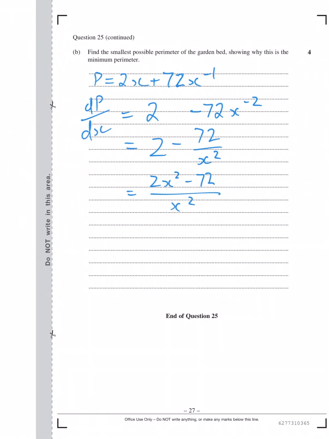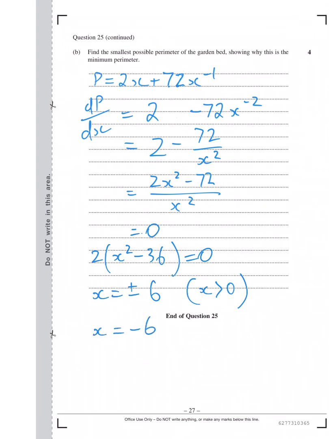Now what I want to find is where that's equal to 0. dp over dx is equal to 0 because that's going to be my turning point. So I can ignore my denominator there, and just solve for my numerator, which is 2 outside of x squared minus 36 equals 0. Now x equals plus or minus 6. Now, of course, x is greater than 0. So that means x equals minus 6 gives me my solution there.